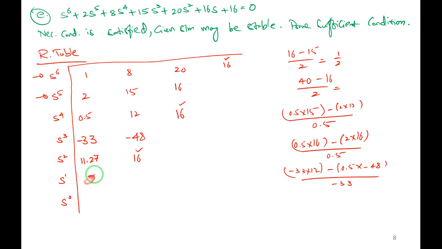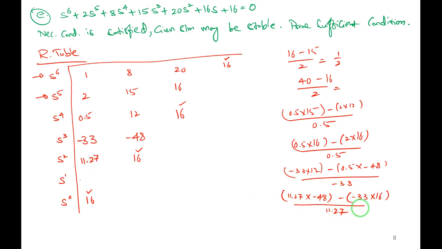Next, only one element this we will calculate. Before that, I will write this constant. It will come here. This one is over. You can observe diagonal 16 is coming here, right? So we will calculate this element. How to calculate this element? Okay, we'll see here. So 11.27 into minus 48 minus of open bracket minus 33 into 16, divided by this 11.27.